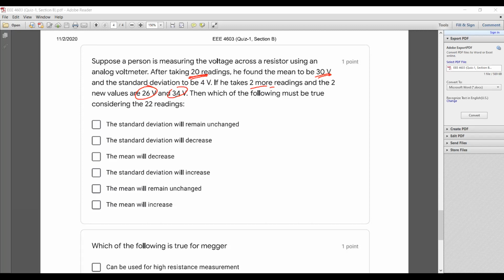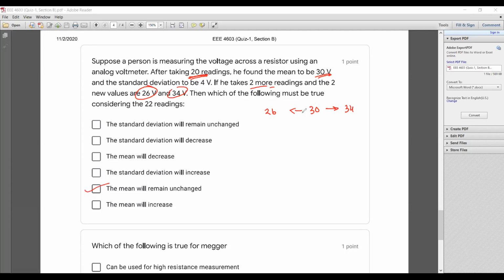For this case, it will remain unchanged because the two new values are symmetric around the mean. So the mean is 30. One is 4 greater than the mean, one is 4 less than the mean. So they are actually symmetric with respect to the mean. So in that sense, you can say that the mean will remain unchanged.